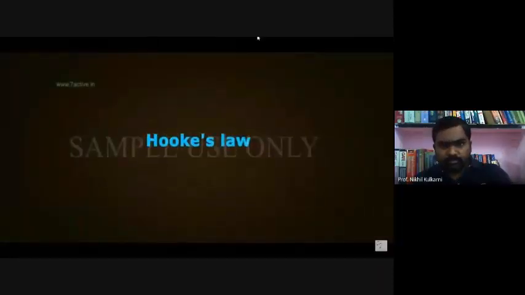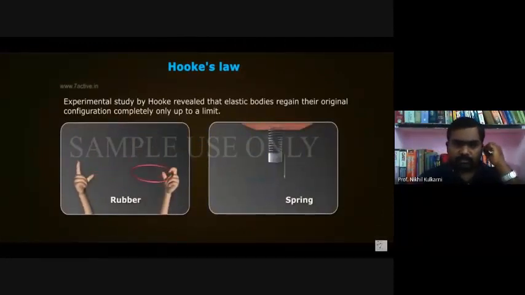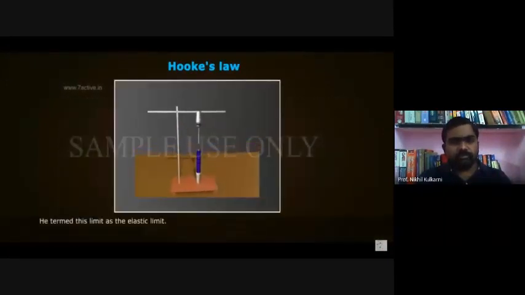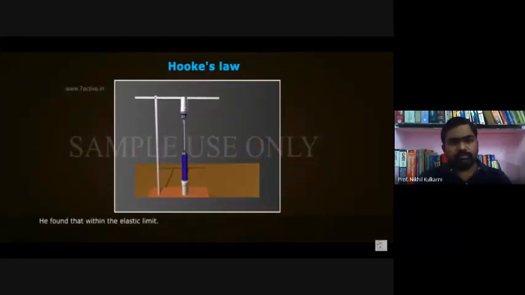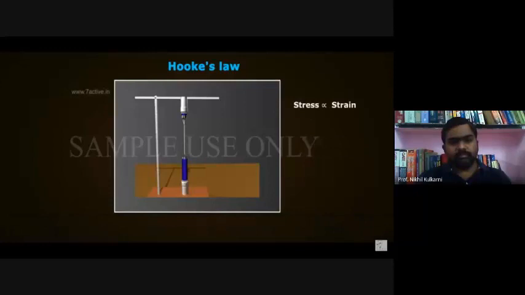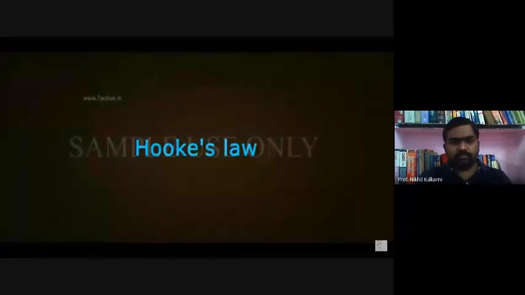Hooke's law. Experimental study by Hooke revealed that elastic bodies regain their original configuration completely only up to a limit. He termed this limit as elastic limit. He found that within the elastic limit, the extension produced in the wire was directly proportional to the load applied. That is, stress is directly proportional to strain. Stress is equal to E into strain, where E is constant and is called modulus of elasticity of the material of the body. Let us perform an experiment to understand Hooke's law.